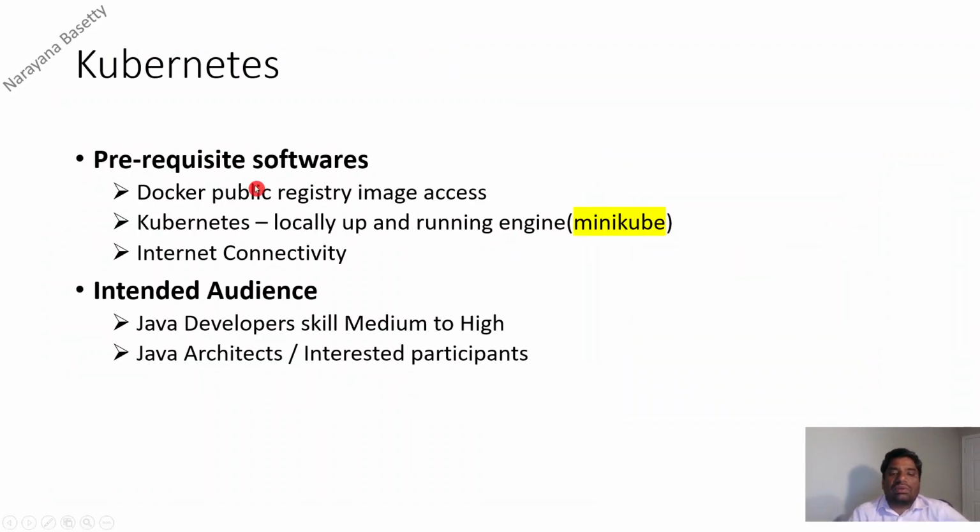So the prerequisites are Docker public registry images access. That is very important. Yesterday I posted one of the videos. You can go ahead and visit the Docker playlist. Underneath I have clearly specified it. And a locally running Kubernetes engine. Here I am using Minikube and an internet connection.